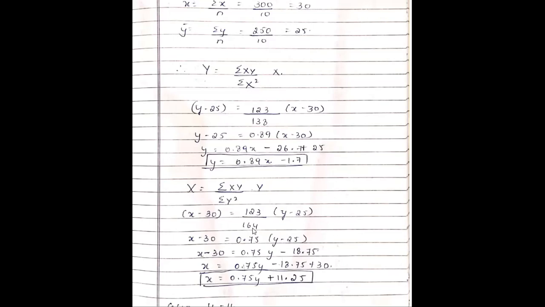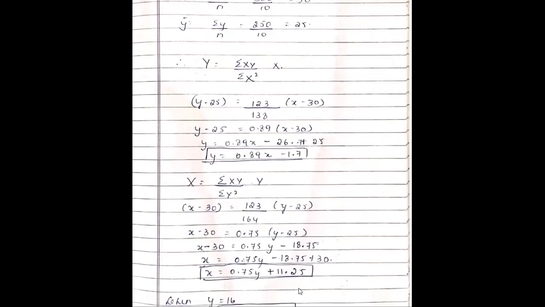We'll find 123 by 164, which is 0.75. And y minus 25 as it is. We'll multiply this. 0.75 into y is 0.75y. 0.75 into minus 25 is minus 18.75. And on the left hand side you have a constant there, minus 30. Push it to right side, makes it plus 30. So now this gives you the relation for x in terms of y. So x is equal to 0.75y minus 18.75 plus 30, which is 11.25. So this is the second line, x on y.